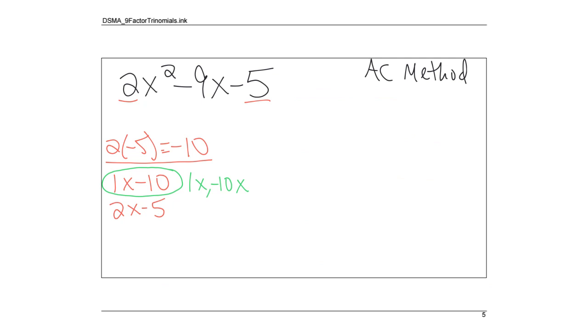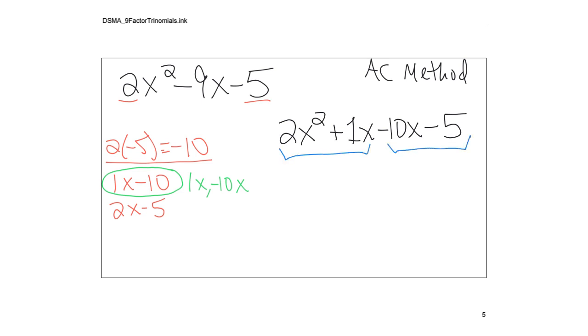All right, let's do the same work with 2x squared minus 9x minus 5. So we're going to start with 2x squared. Instead of negative 9x, we're going to put plus 1x minus 10x minus 5. All right, just like we would do in the box, except we're just doing it in a line. Now we're going to do our factoring by grouping.